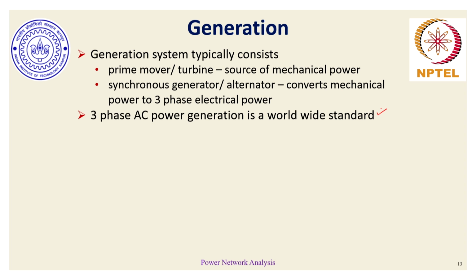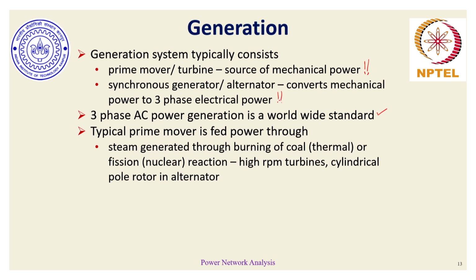Coming to generation, typical system generation, we all know, is mostly done at the three-phase level. Conventional three-phase synchronous generators, and the same is also true for DC generation, tend to have a prime mover, a source of mechanical power which drives the rotor of the synchronous generator, and it converts this mechanical power into three-phase electrical power. A typical prime mover can be either steam operated or hydro operated. In steam operation, the steam can be generated by thermal plants where coal is typically burned, or in a nuclear power plant through fission reaction.